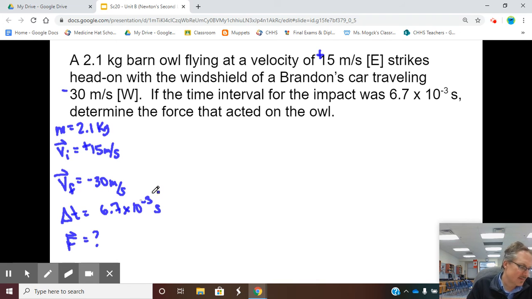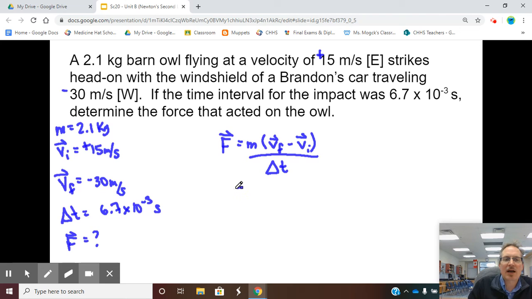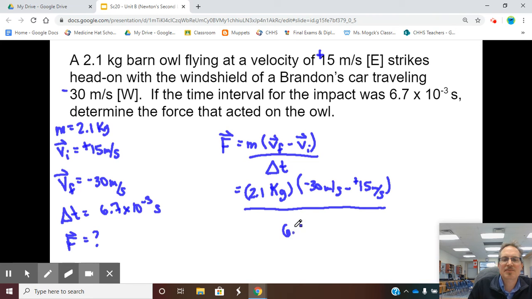Now, if I look at my data booklet, I have a formula for this. Force equals mass times final velocity minus initial velocity over a change in time. So I am going to take 2.1 kilograms and multiply it by negative 30 meters per second minus a positive 15 meters per second, and then divide the whole thing by 6.7 times 10 to the negative 3 seconds.